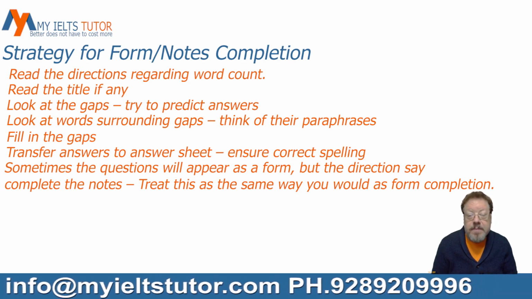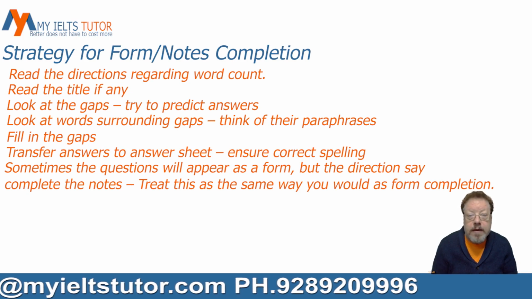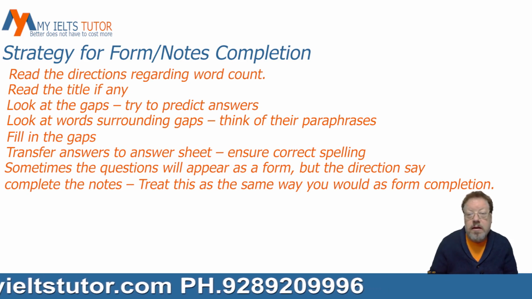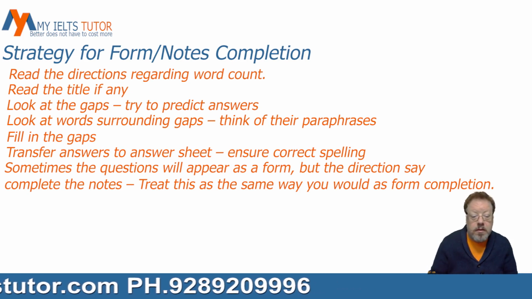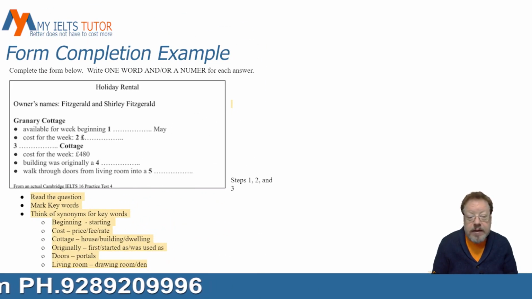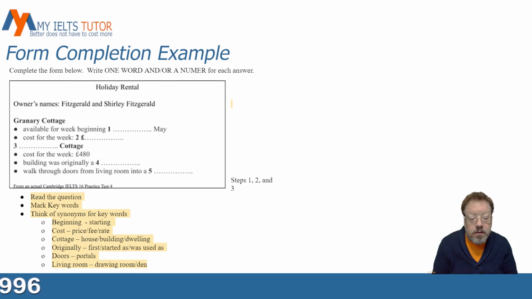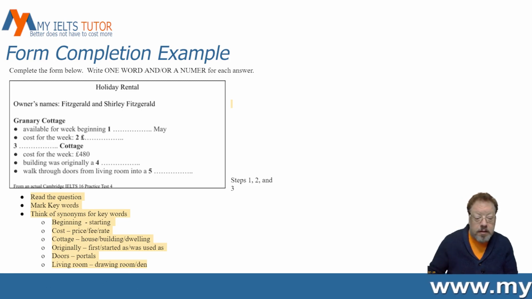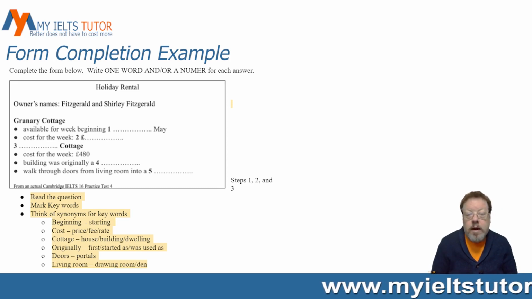I know I just said that, but I wanted to make sure that you really understand that, because you could be confused. Now, for form completion, we have an example here. Complete the form below, write one word and or a number for each answer. We have holiday rental, owner's name, granary cottage, with the number of questions attached to it. And so let's go through steps 1, 2, and 3.